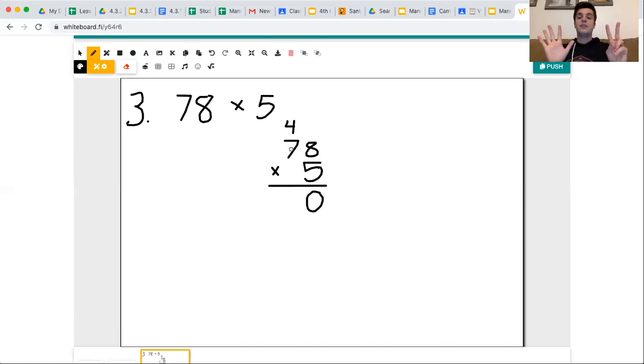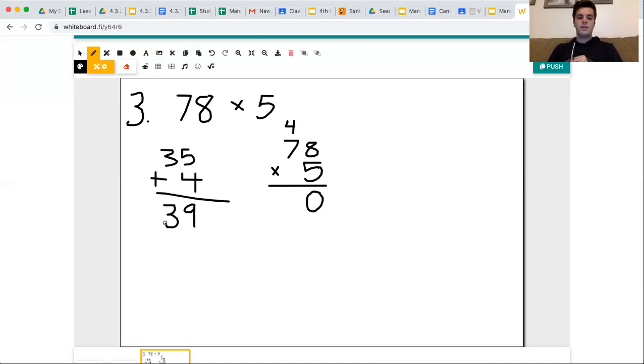Now wait, here comes the 4. Remember, 5 times 7 is 35. Now we add the 4 to it. This requires a little bit of mental math, or you can just write it off to the side. So 35 plus 4. Here we go. 5 plus 4 is 5, 6, 7, 8, 9. And then 3 drops down, so 39.